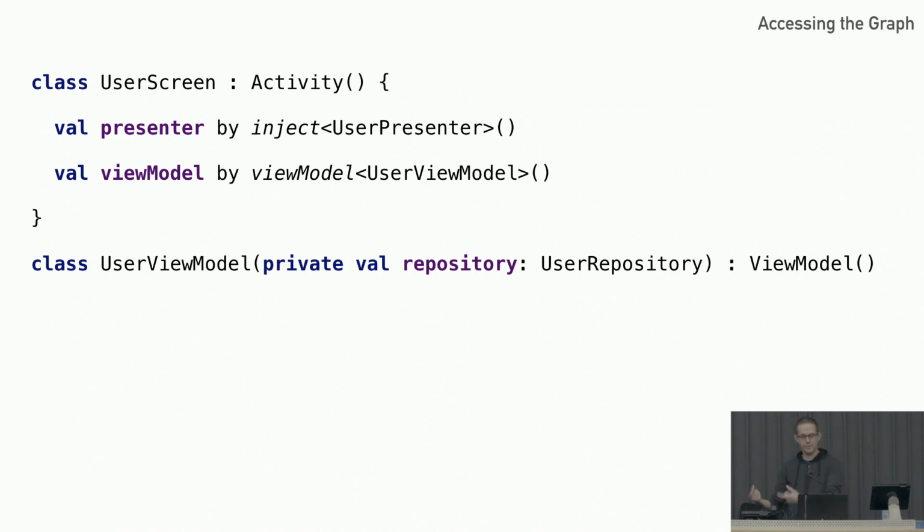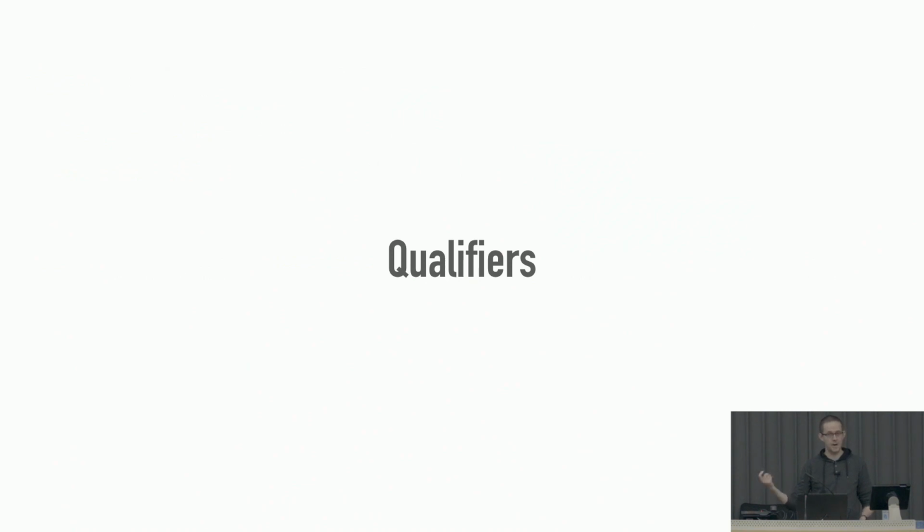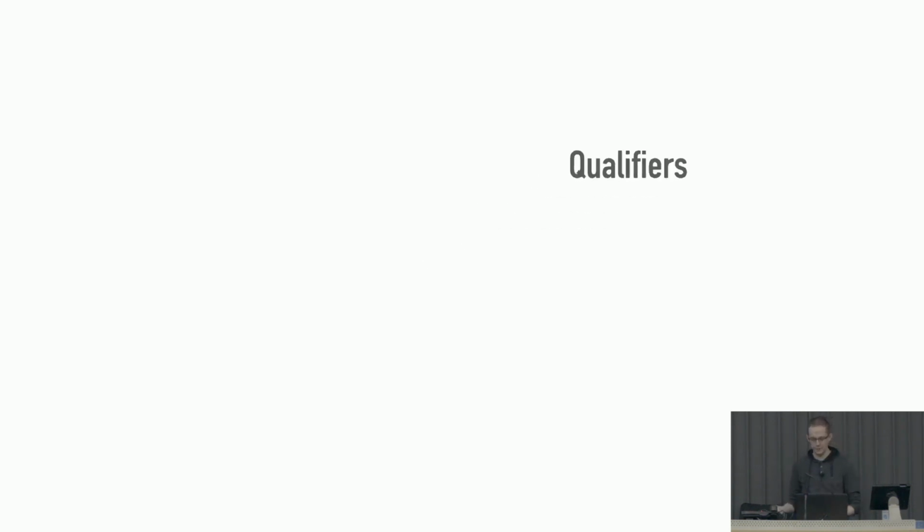So what about if you wanted something else? The view model is a lazy delegate which only works for view models, but you can do the same thing with inject for any other class. It will, instead of resolving a dependency eagerly, just pull it from the graph whenever you need it. This is kind of shorthand for doing by lazy with a get. And this can be used in component callbacks for Android classes, but it could also just be used with Koin components or by directly accessing that global context.